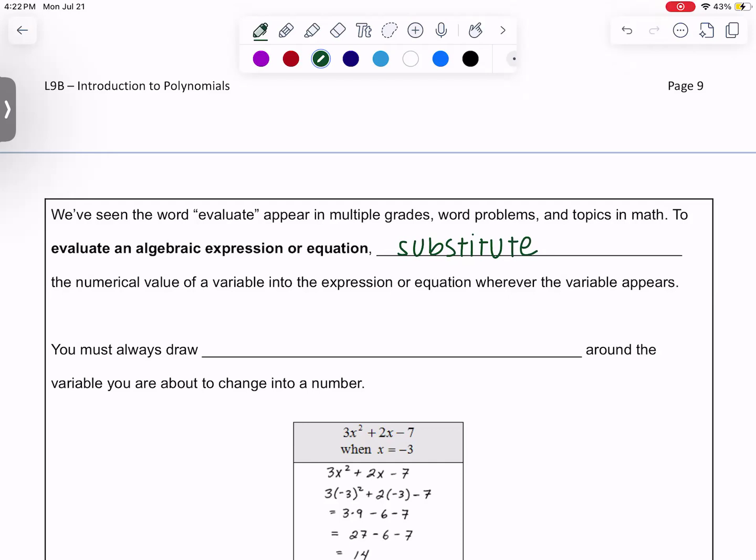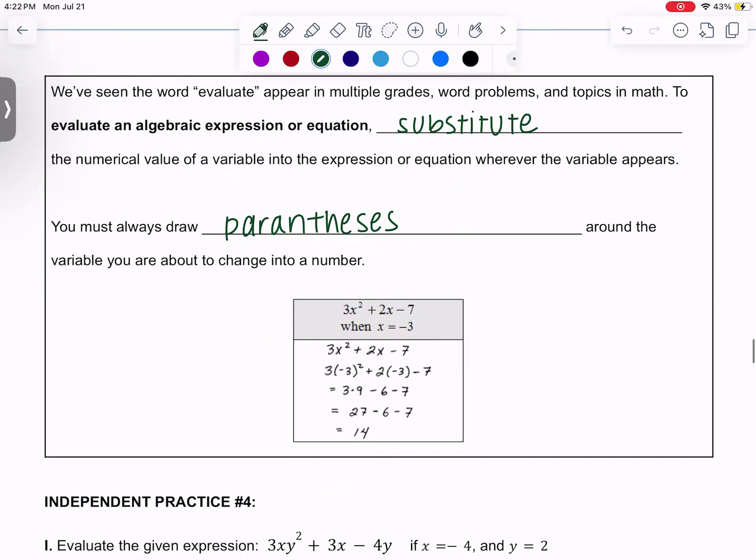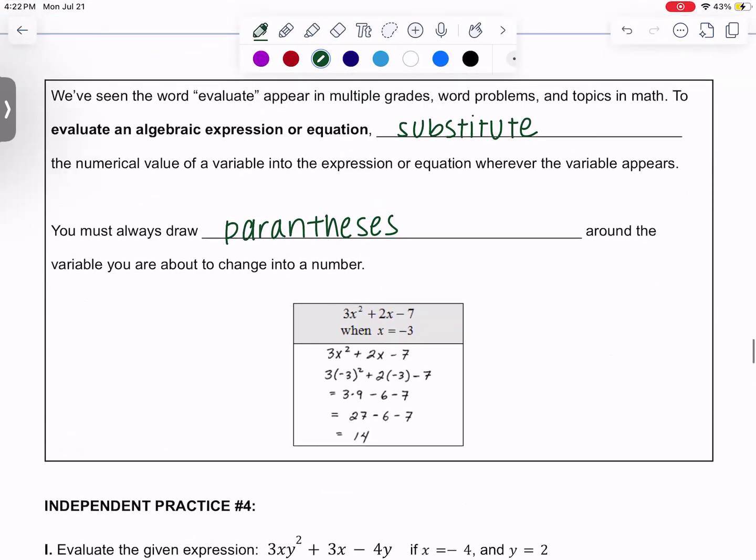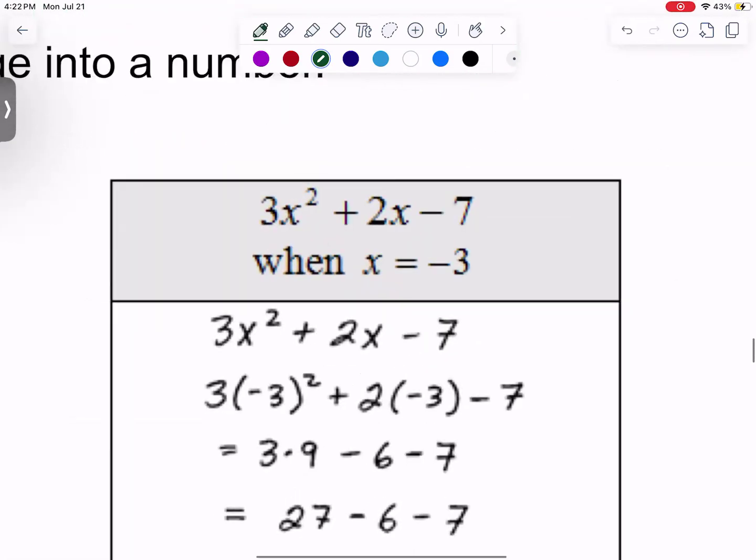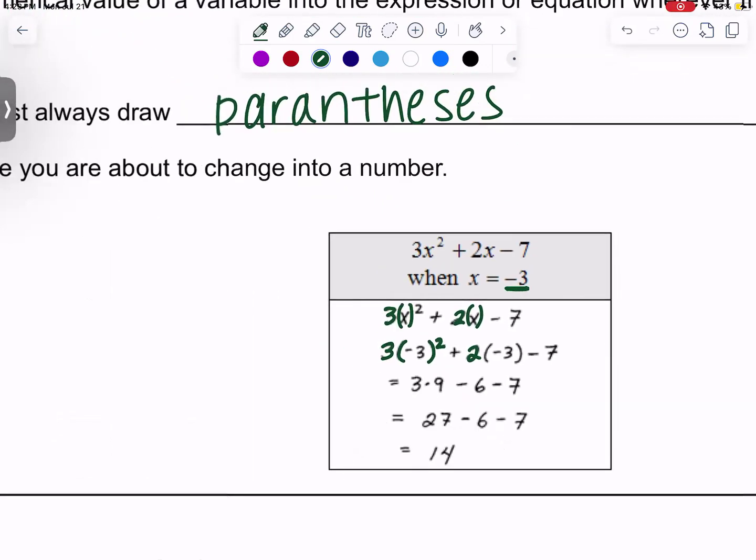You must always draw parentheses around the variable that you're about to change into a number. So here in this example, x is equal to -3. So notice the square, the exponent, is not inside the parentheses. The original 3 and the original 2 are not inside the parentheses. Only -3 is.